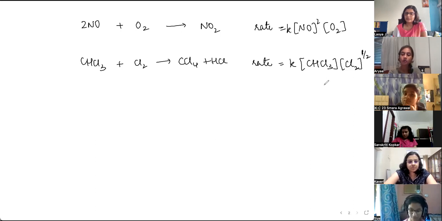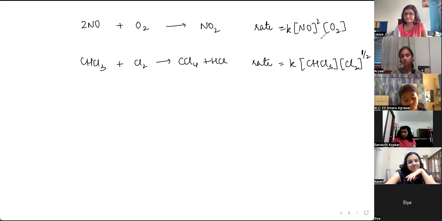But if you were given an equation and you're supposed to write the rate equation, then how would you know? No, you can't. That's the whole point of saying it's only experimentally determined. Just by looking at a reaction, you can't predict what the rate law will be. That's why we've specified.